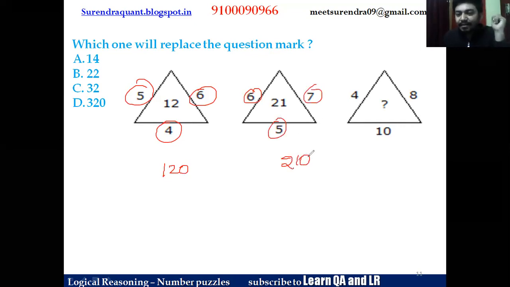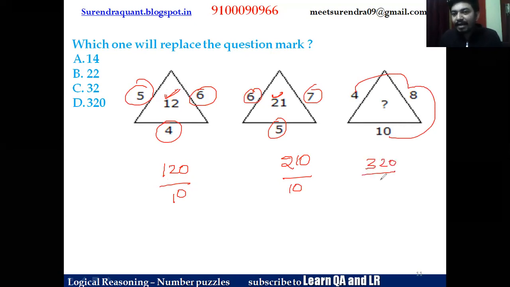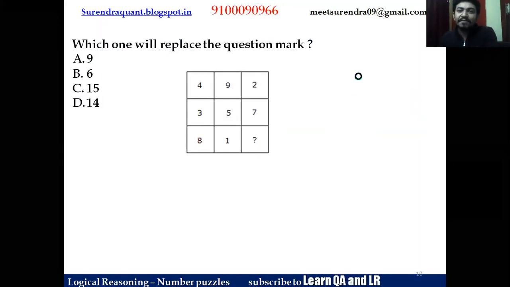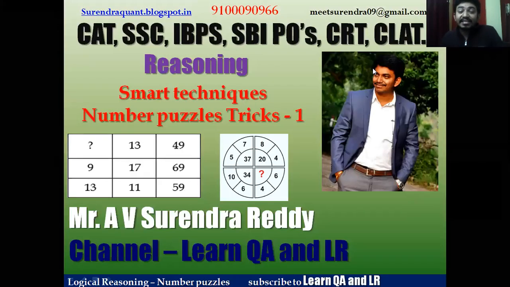So what is the idea? When I take the product of the outer numbers and then divide by 10, that will give the number inside the triangle. If I do the same thing, 8 4s are 32, 32 10s are 320, divided by 10. So the 0 gets cancelled. 32 is the missing term, right? So in this way, friends, you can solve various questions in this. In the next video, we'll try to come up with one more idea.